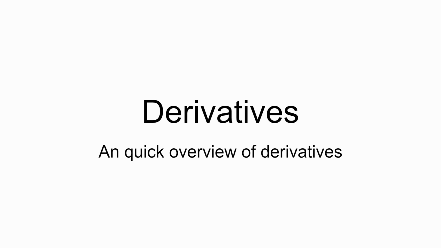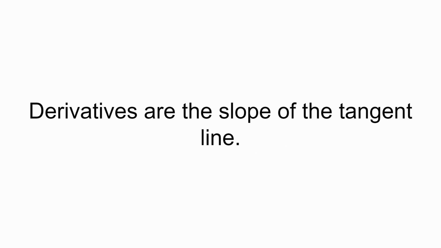Hi, today we'll be talking about derivatives. Derivatives are the slope of the tangent line. The slope of the tangent line is a line that protrudes from one point on a function that doesn't touch any other point on the function.